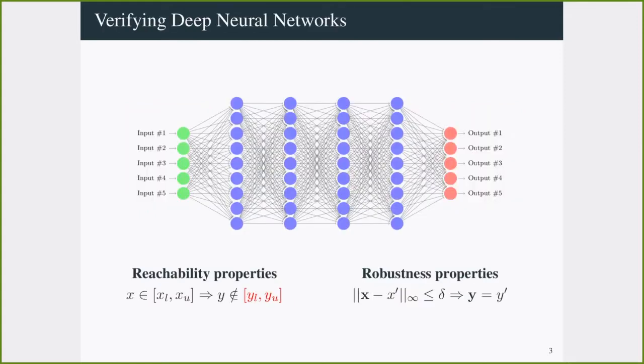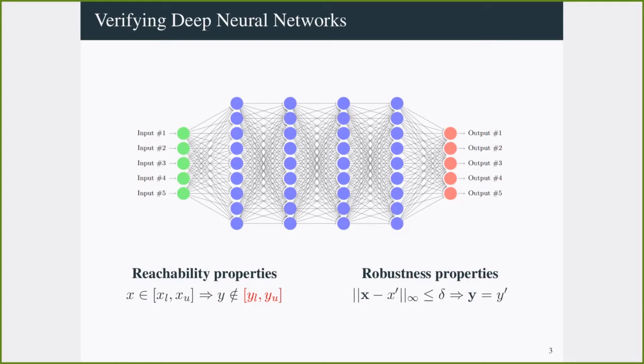The problem that I want to discuss today is that of verification of deep neural networks. Given a neural network and a property, we want to check whether the network exhibits said property for all possible inputs. In this talk, we consider fully connected feed-forward neural networks with piecewise linear activation functions. We can see an example of such a network on the slide.